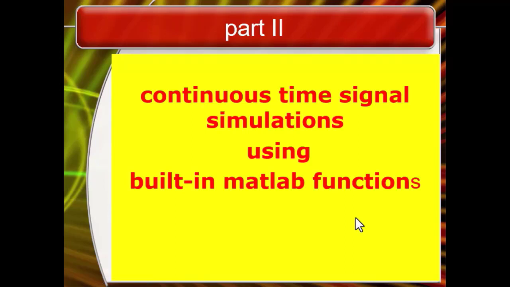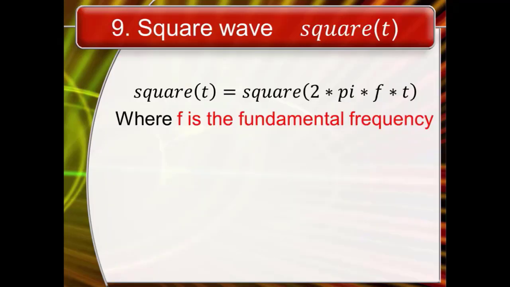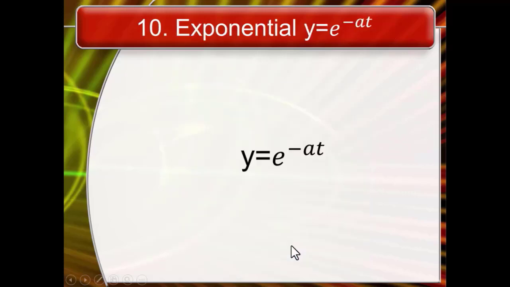Now the second part is continuous time signal simulation using built-in MATLAB functions or predefined MATLAB functions. Let's get started. Square of t: y of t equals square of 2 times pi times f times t, where f is the fundamental frequency. And this is the square wave representation. And here f is equal to 0.5.